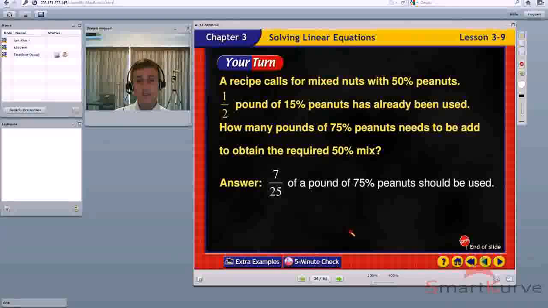A recipe calls for mixed nuts with 50% peanuts. Half a pound of 15% peanuts has already been used. How many pounds of 75% peanuts should be added to obtain the requested 50% mix? We're going to use the same method. Set up a table. The first thing we do is we have the 15%. We have half a pound, so we have half a pound times 0.15. Now we have 75%.